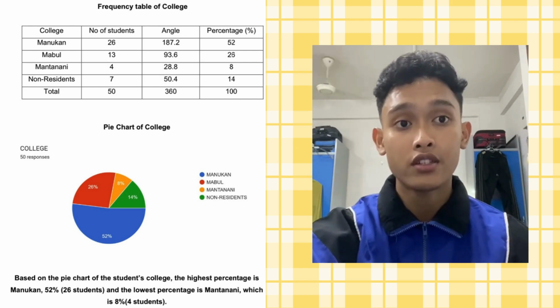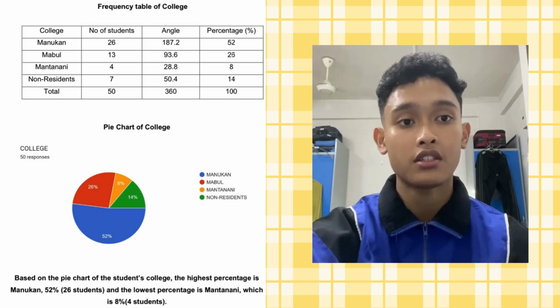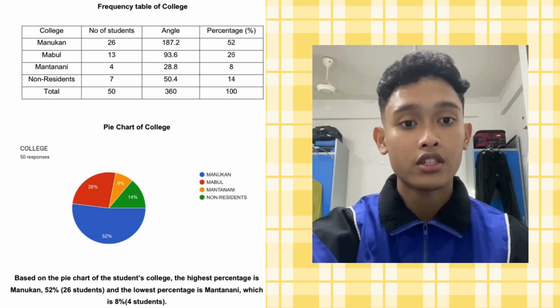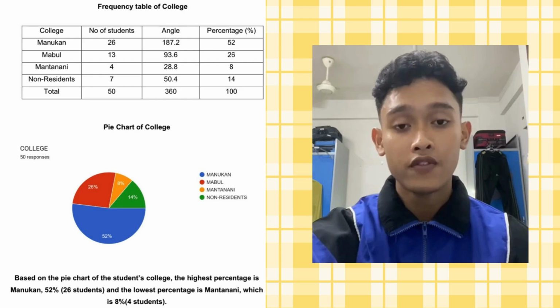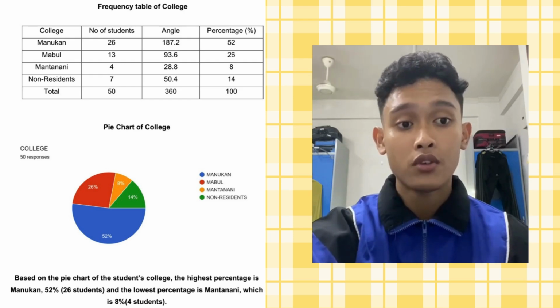And from non-residents is 7 students and 14%. So for the pie chart of college, based on the pie chart of student college, the highest percentage is Manukan, 52%. And the lowest one is Mantanani, which is 8%.